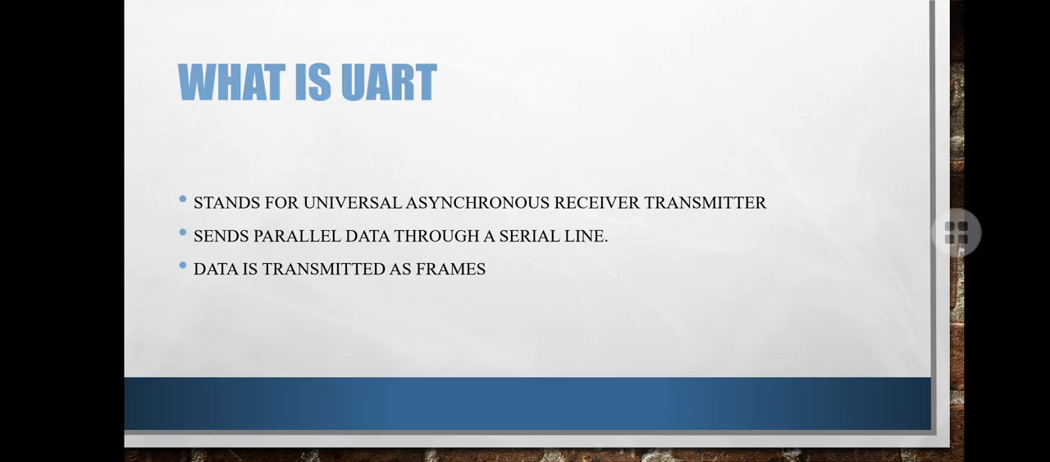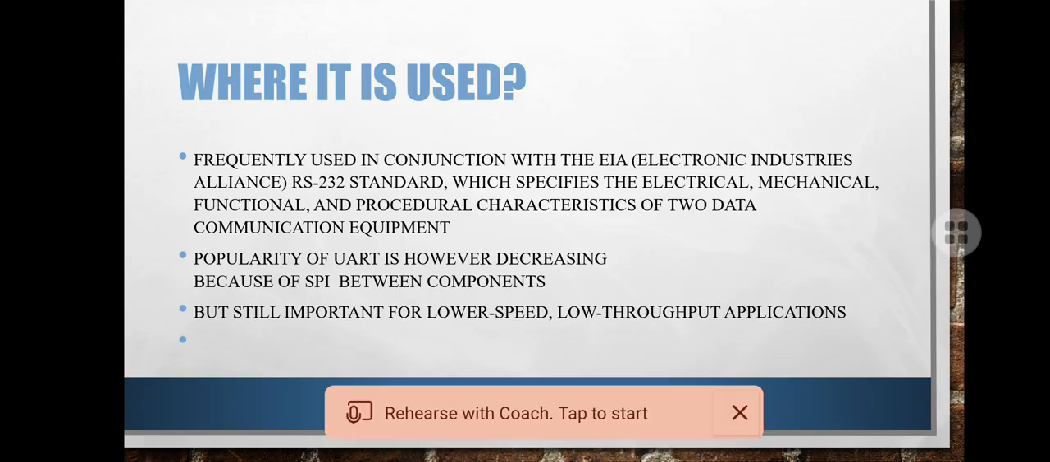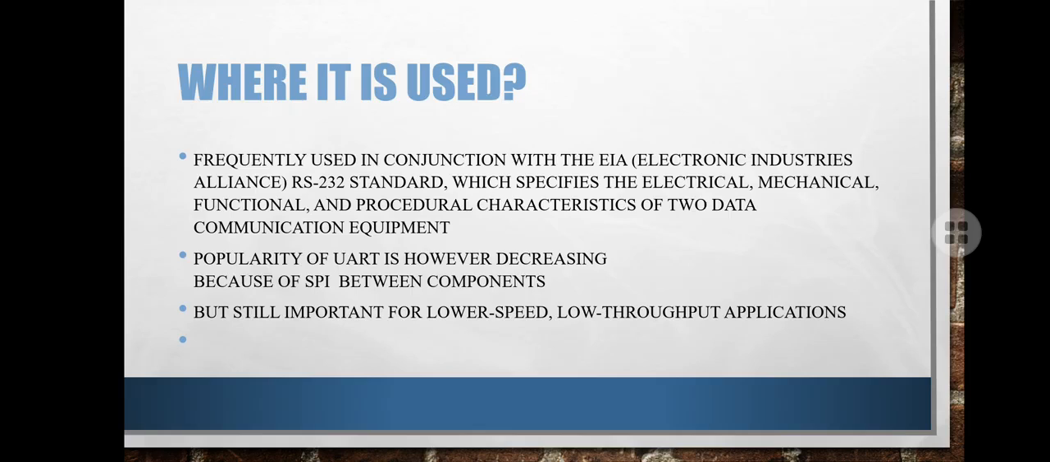What is UART? UART stands for Universal Asynchronous Receiver Transmitter. It is a device from which we can send parallel data through a serial line. UART is frequently used in conjunction with the Electronic Industries Alliance, which specifies the electrical, mechanical, functional, and procedural characteristics of two data communication equipment. Popularity of UART is however decreasing because of SPI between components, but it is still important for lower speed, low throughput applications.